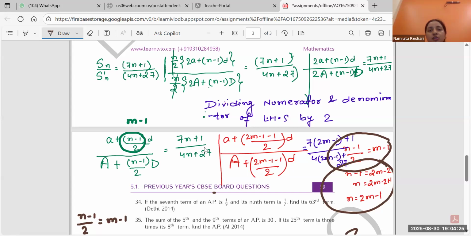We cannot find the ratio of the 11th term for the numerator and the 30th term for the denominator. This way we cannot find the ratio because data is not given. We don't have enough data over here. But if we are talking about the same term, then we can find the ratio. Clear, Inan? Yes, ma'am.